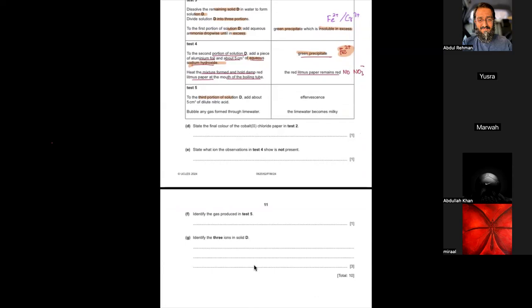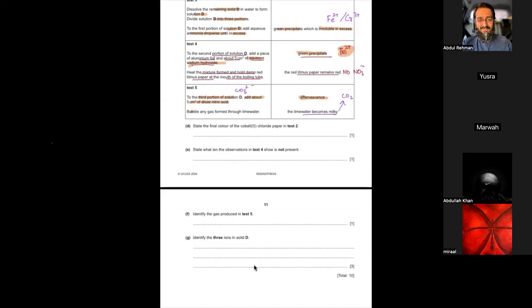To the third portion of the solution, we add about 5 cm cubed of dilute acid: effervescence. So on adding acid, if you are getting effervescence, that effervescence is due to carbon dioxide gas, and it means D must contain a carbonate ion. Bubble any gas formed through limewater, and the limewater turns milky. So see, it's the indication.